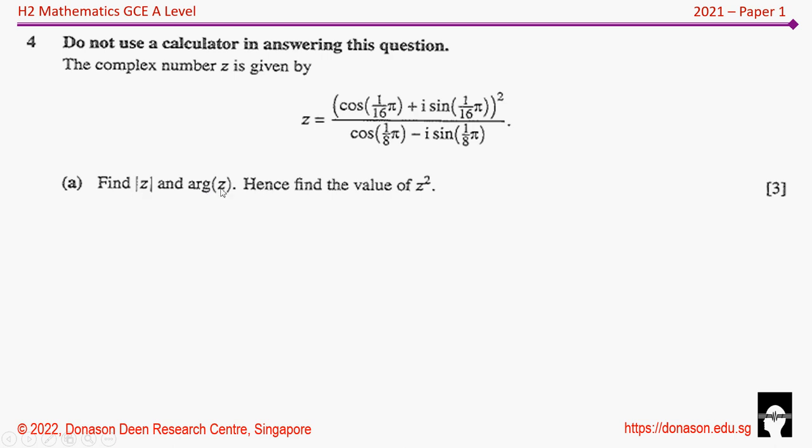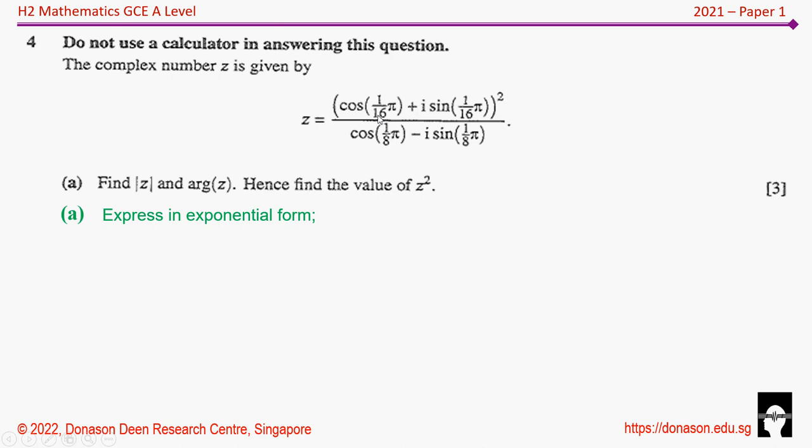After you've done that, hence find the value of the square of z. Okay, so that will be for 3 marks. So let's look at how we can do that. The first thing we're going to do is to express the given z in exponential form. So what would be the numerator?